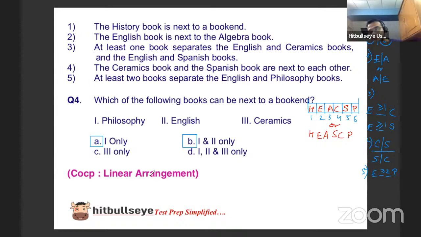15 seconds we will discuss. Any other answers coming apart from A and B? Please confirm.